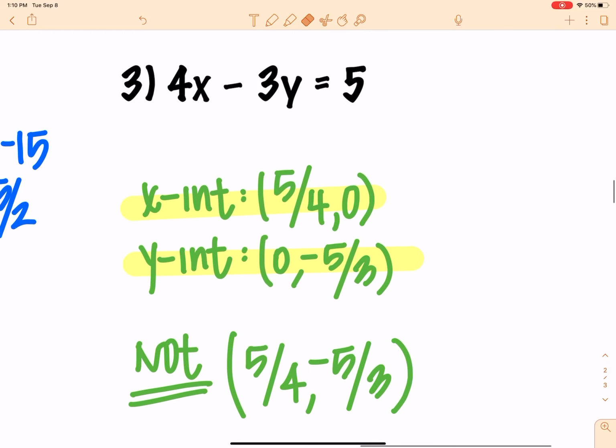All right, so you should get your x-intercept being 5/4, comma 0, your y-intercept being 0, comma negative 5/3. And again, to reiterate, we're not combining them into one point. It's two separate answers.